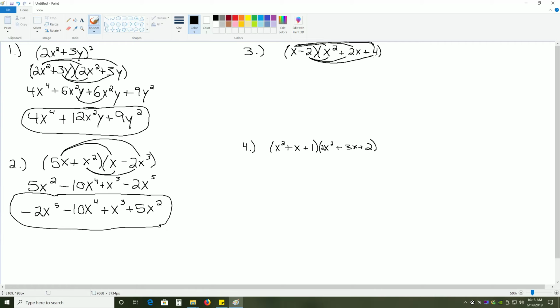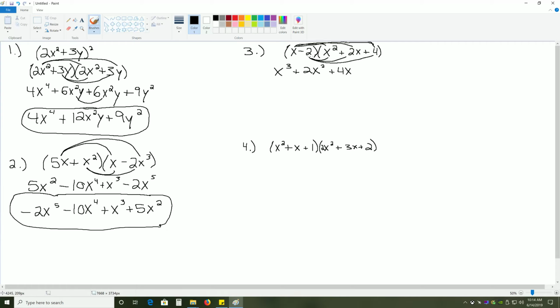Even though this one has a 3-term polynomial or a trinomial, it will still work out with the same rules as before. So we have x times x squared is x cubed. x times positive 2x is plus 2x squared. x times 4 is plus 4x.